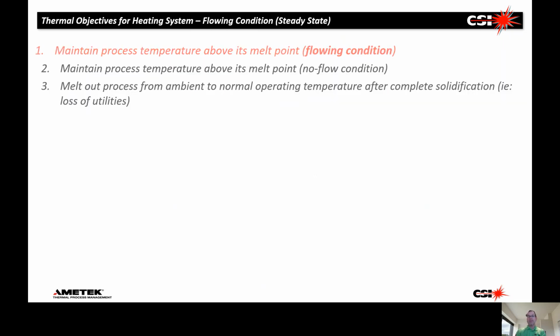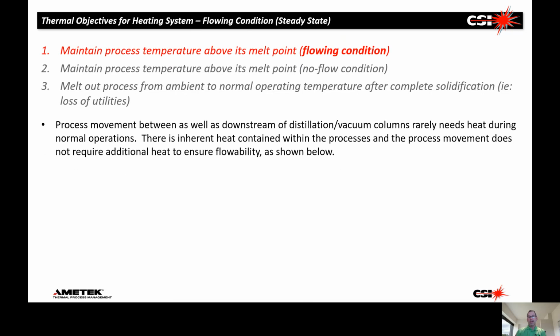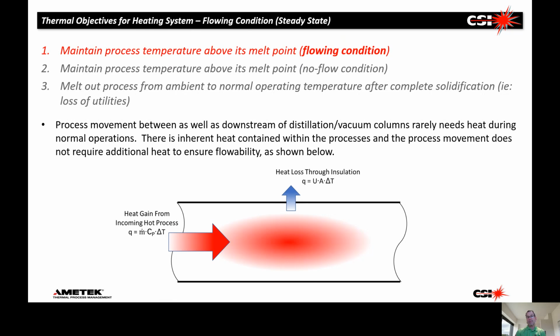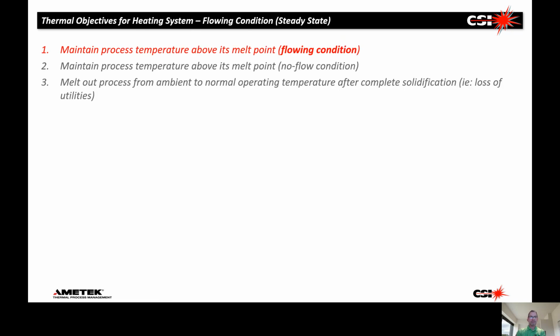So if we've talked about a flowing condition, we're looking at process movement between these towers, downstream of these towers, which in normal operation with a flowing condition does not need heat. So you can see in this graphic, there's a lot more heat input than lost to ambient because of those factors, because it's flowing, because it's hot when it comes in, because the piping's insulated. And so a flowing condition does not need heat 99.9% of the times, and certainly around these units.